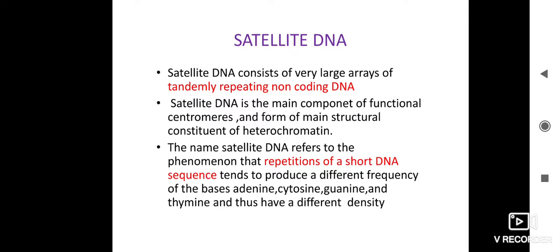Satellite DNA is the main component of functional centromeres and forms the main structural constituent of heterochromatin. The name satellite DNA refers to the phenomenon that repetitions of a short DNA sequence tend to produce a different frequency of the bases adenine, cytosine, guanine and thymine, and thus have a different density.